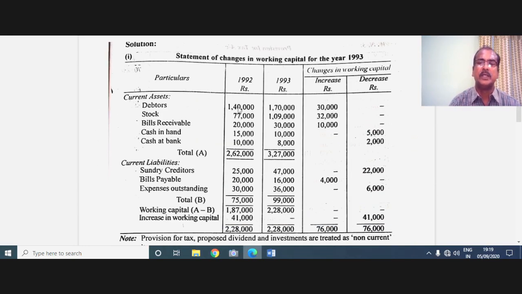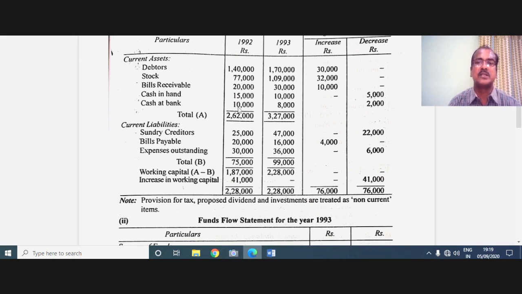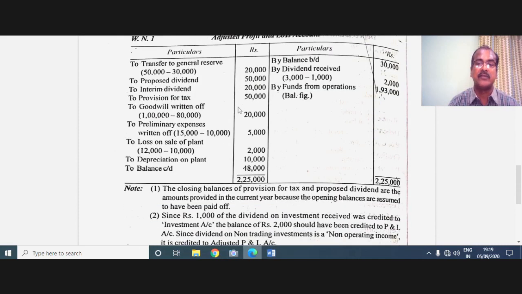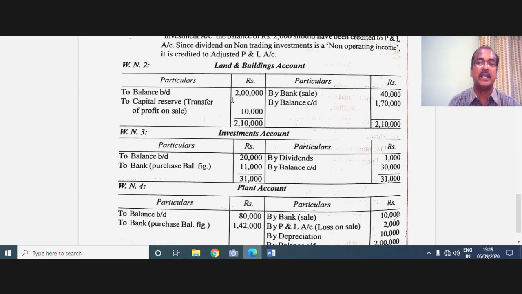You can pause the video and go through the statement of changes in working capital, which would have been prepared considering the 4 formulae which I have already explained. Now let's look at the workings, starting from the workings here. Land and building, opening balance written, closing balance written. As I said, land and building costing 30,000 rupees, sold at a profit of 10,000 rupees, which has been transferred to capital reserve. So therefore, the sale proceeds from sale of land and building is 40,000.